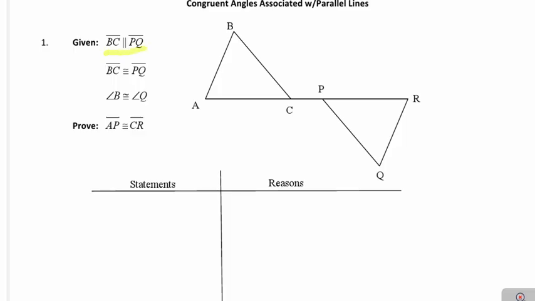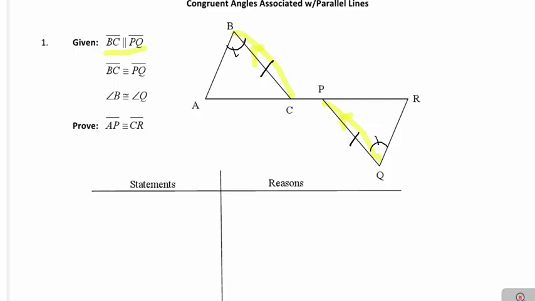So we're given that line BC is parallel to line PQ. And I'm also going to put those parallel line tick marks there. The other given is that BC is congruent to PQ. So I'm going to put congruent tick marks, and that angle B is congruent to angle Q. And from there, we want to prove that segment AP is congruent to segment CR.